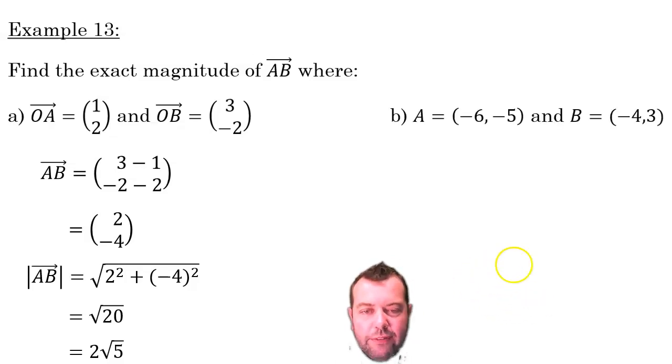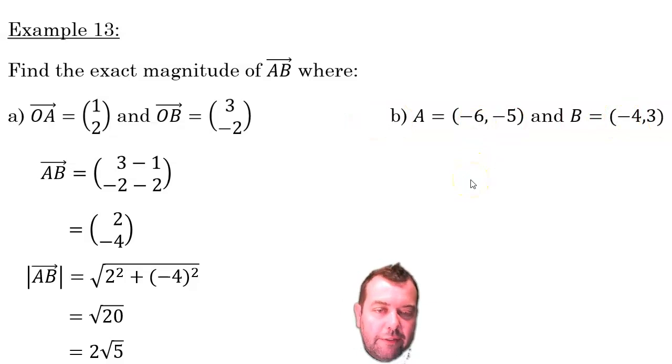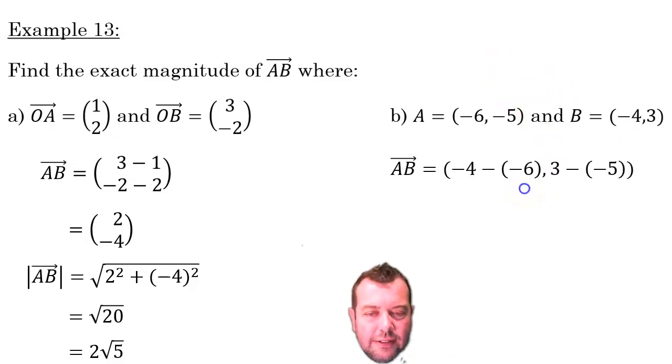Here's another one. Negative 6, negative 5, and negative 4, 3. So I want to go AB, that's B minus A. So negative 4 minus negative 6, that's like negative 4 plus 6, or 6 minus 4 is 2. Negative 5 minus 3, so it's going to be (2, 8).